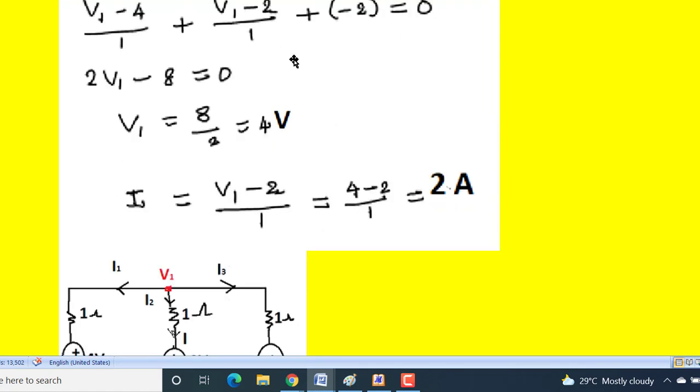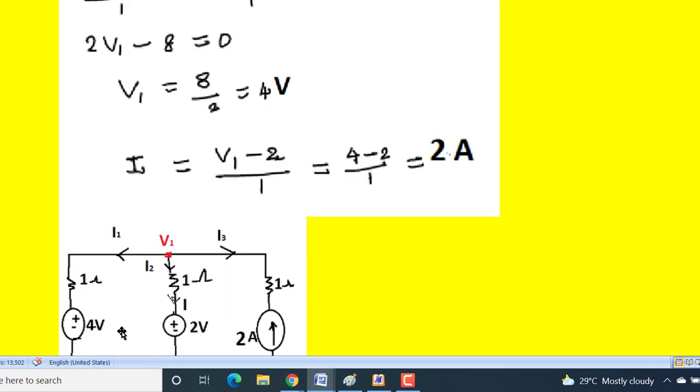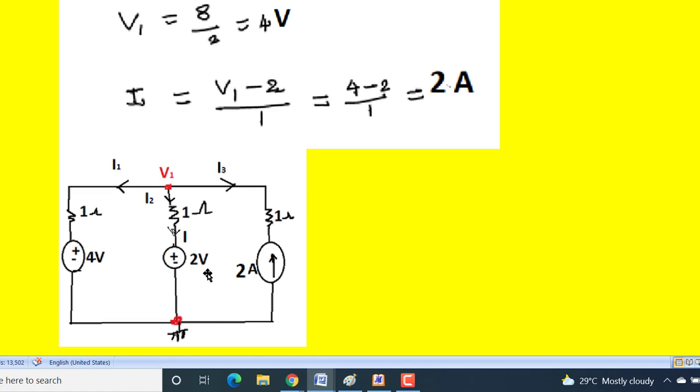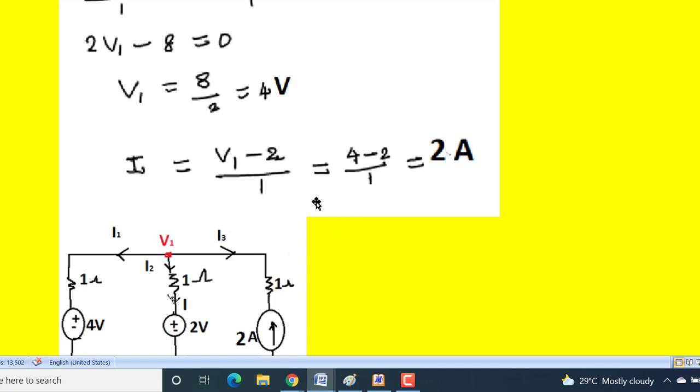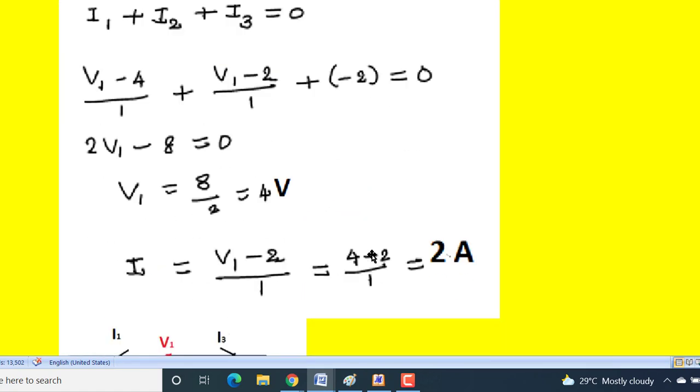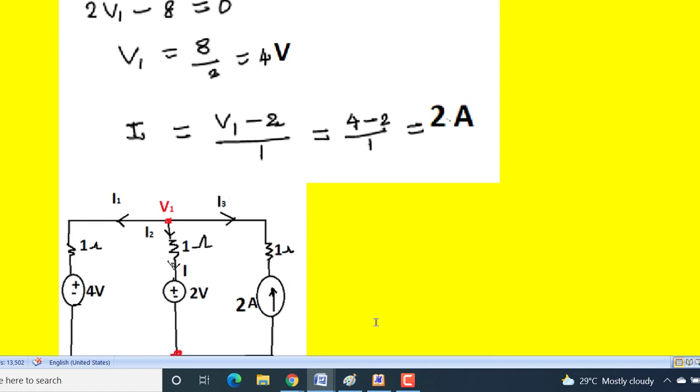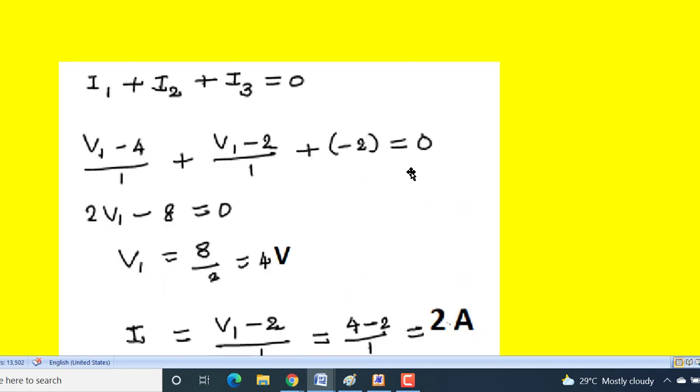That is what we have written here. I1 is nothing but (V1 minus 4 volts) divided by 1 ohm. Similarly, I2 is (V1 minus 2) divided by 1. Next, plus I3. The I3 direction is opposite, so we put minus 2. Once we simplify this, we get 2V1 minus 8 equal to 0. So it is one equation with one unknown, and we can solve for that unknown. V1 is equal to 8 by 2, that is 4 volts.